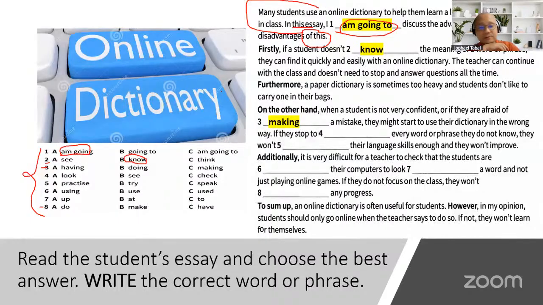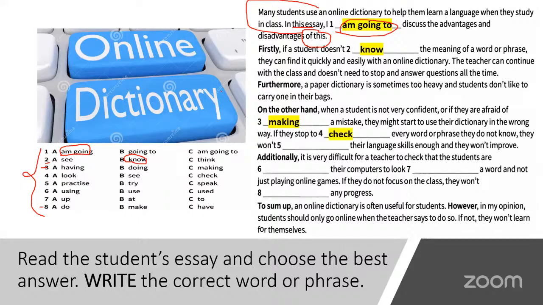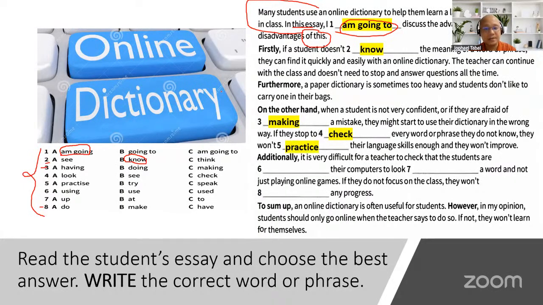Angop, what's your answer number 4? Number 4 is C. Okay, so if they stop to check every word or phrase they do not know, they won't. Okay, how about number 5? Number 5 is A. Okay, they won't practice their language skills enough and they won't improve. Very good.